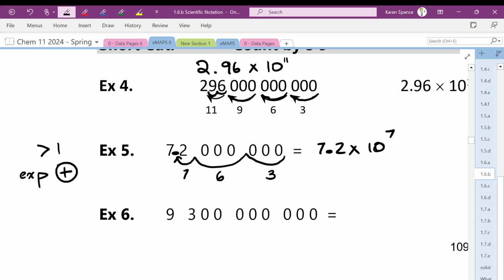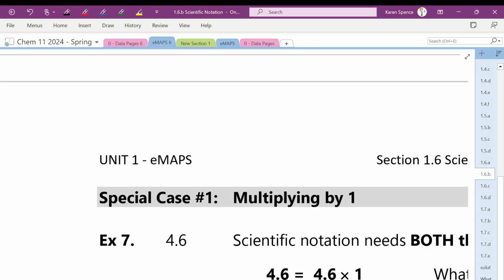Okay, do we need to do example 6 or can we just move on? We can move on. Excellent.